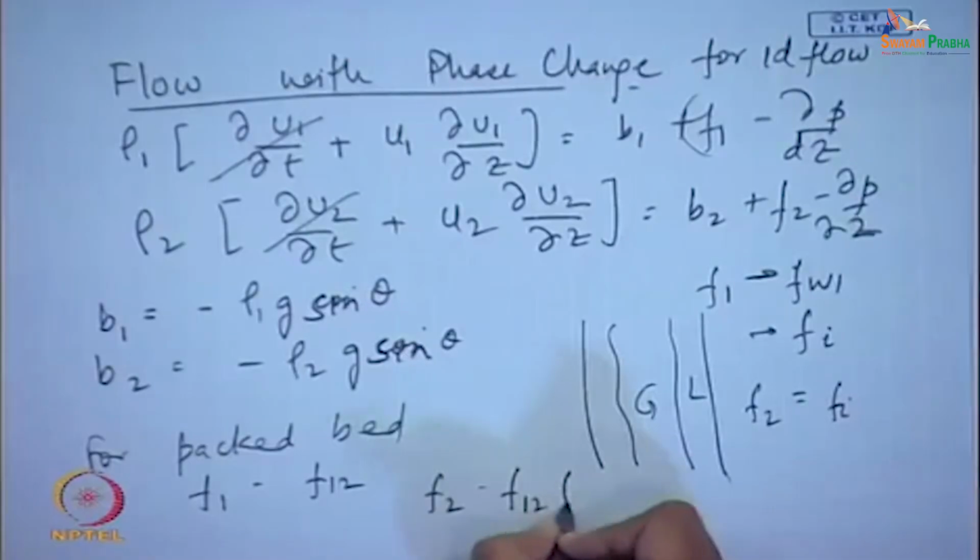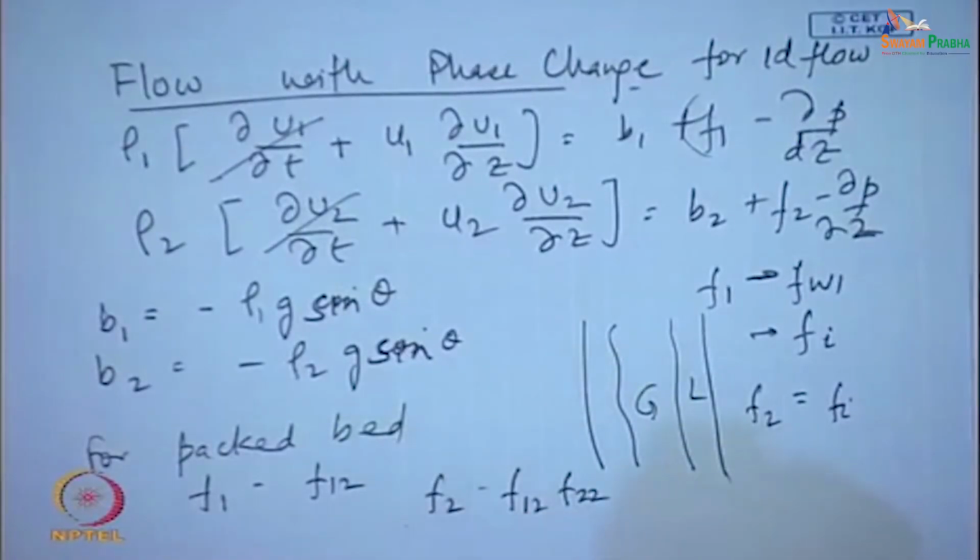If it is a packed bed, then will F2 comprise of anything other than F12? F22, particle-particle interaction. In this particular case it becomes important. For gas-liquid cases it is not important, but for particle-particle cases it is very important. So, therefore, it will comprise of F12 and F22.